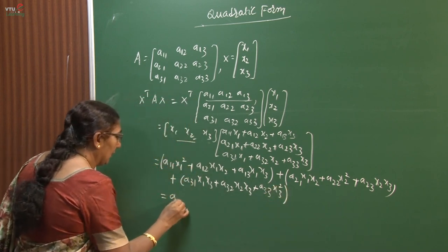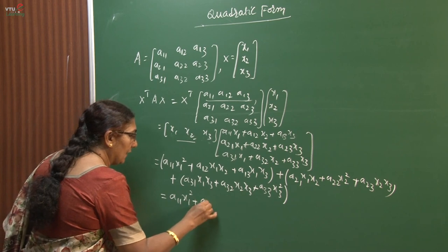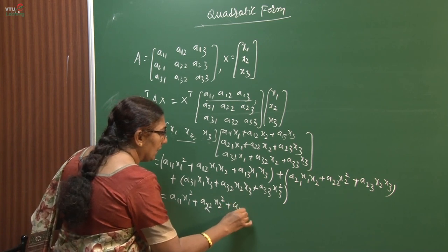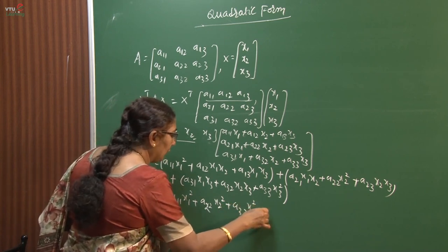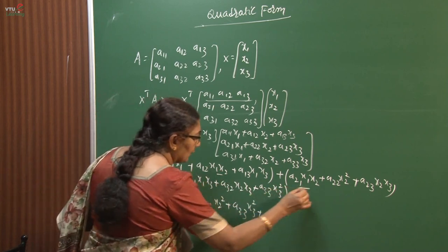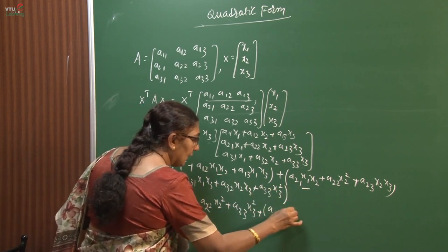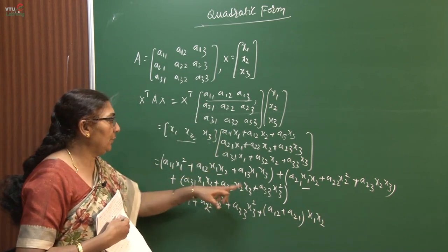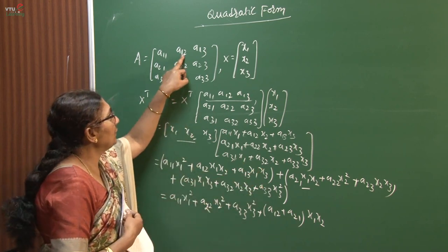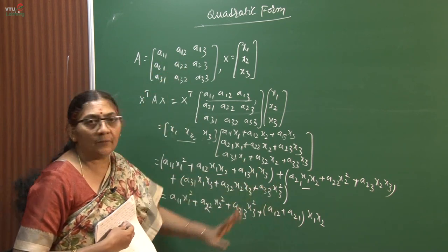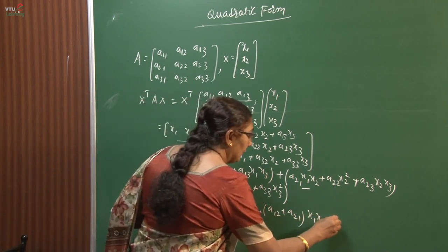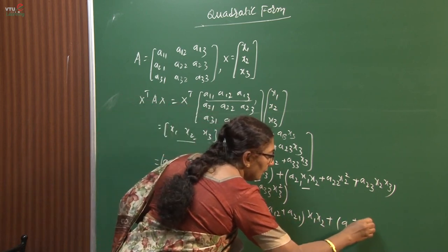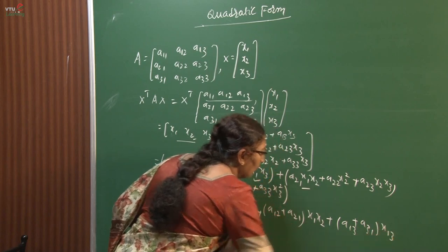Now this can also be written as A11 x1 square plus A22 x2 square and also A33 x3 square. I'm writing the square terms first, and then group the similar terms. x1 x2 is there here, and also there. A12 plus A21, the sum of these two gives rise to the coefficient of x1 x2. A12 is this position, A21 is this. Plus you have x1 x3 here and here. A13 plus A31, the sum gives rise to the x1 x3 coefficient.